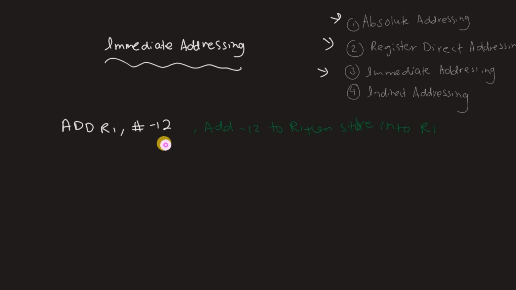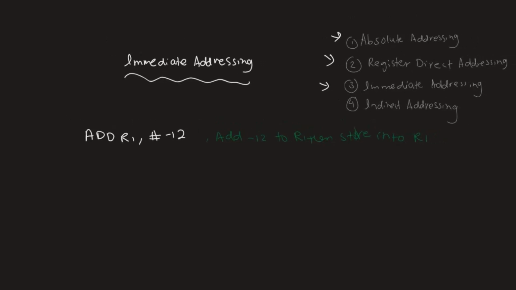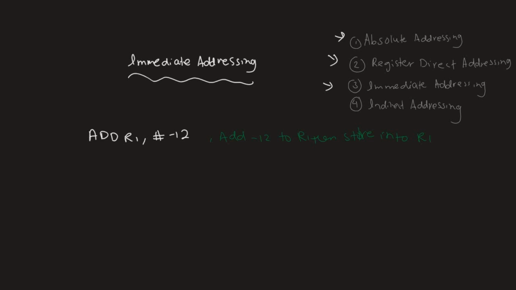Immediate addressing can be used when an operation has a constant. Typically, immediate addressing is going to be prefixed with the hashtag symbol. It always has the constant over here, so that's how you know that it's immediate addressing.